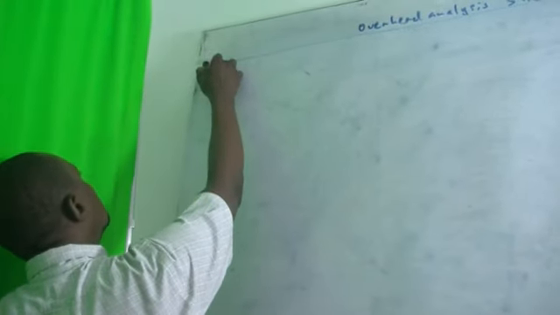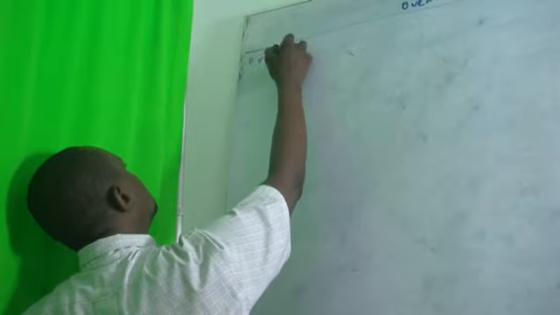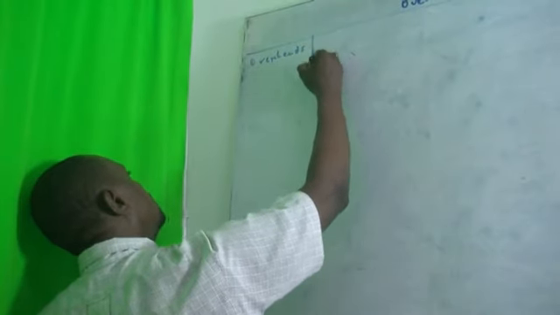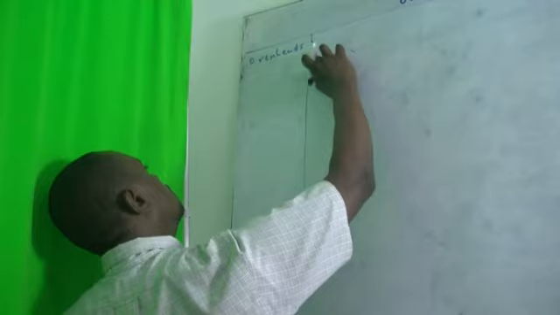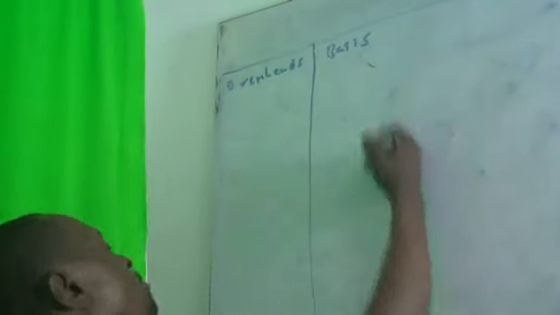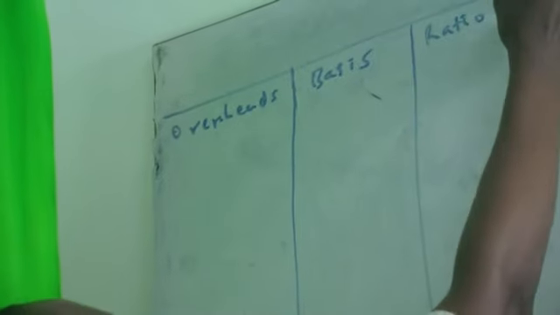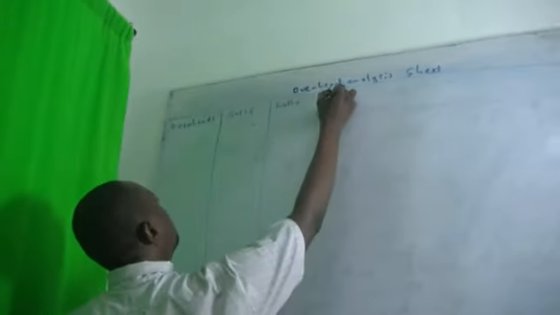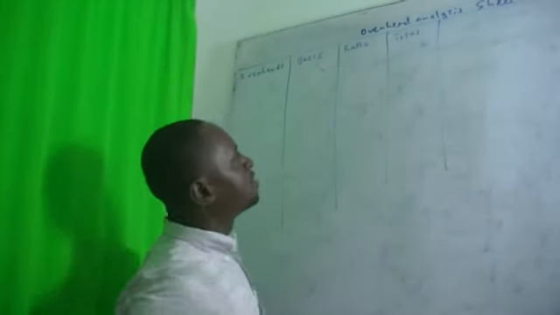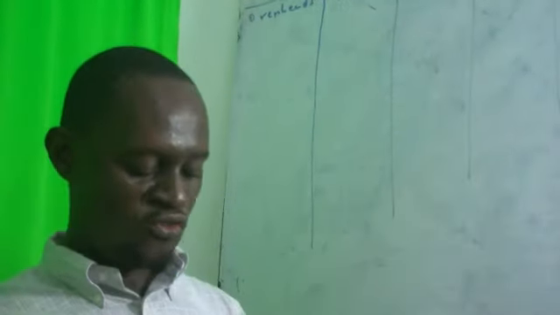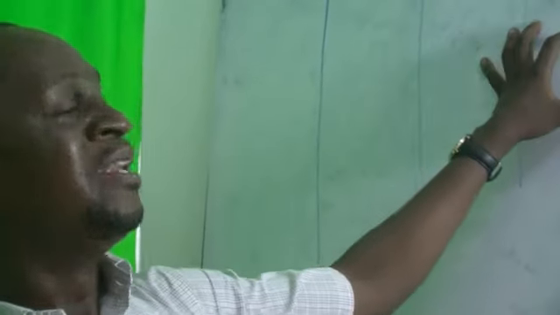The first column we have here is overheads. Now the second column we have is basis, the basis upon which you are going to reapportion the overheads. Then the third column we have is ratio. Then the fourth column we have is total. You find that these first 4 columns are normally necessary. Whenever you are faced with a question on an overhead analysis sheet, the first 4 columns are normally necessary.